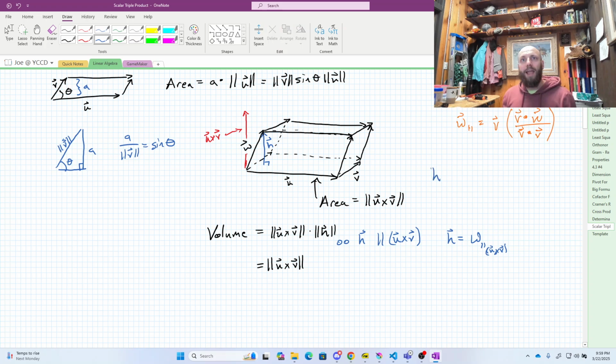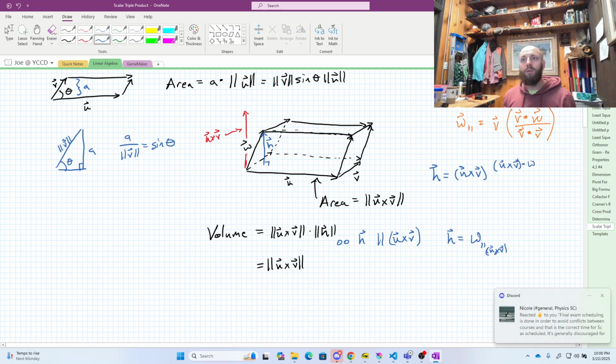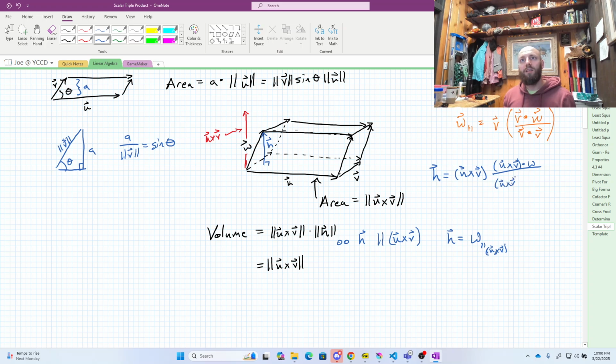So this is going to be h is going to be u crossed v times this scalar. And this scalar is going to be u crossed v dotted with w. You need to see that. And then on the bottom, I've got u crossed v dotted with u crossed v. So there's going to be some simplification I can do here.